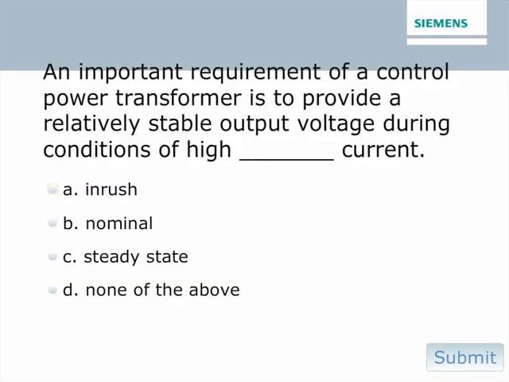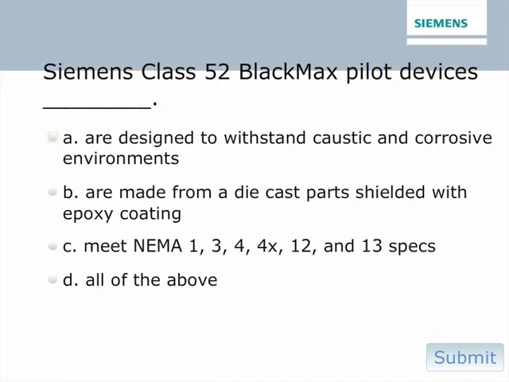Question 19. An important requirement of a control power transformer is to provide a relatively stable output voltage during conditions of high blank current. Is it A, inrush, B, nominal, C, steady state, or D, none of the above? Question 20. Siemens Class 52 Black Max pilot devices blank are A, are designed to withstand caustic and corrosive environments. B, are made from die-cast parts shielded with epoxy coating. C, meet NEMA 1, 3, 4, 4X, 12, and 13 specifications. Or D, all of the above?